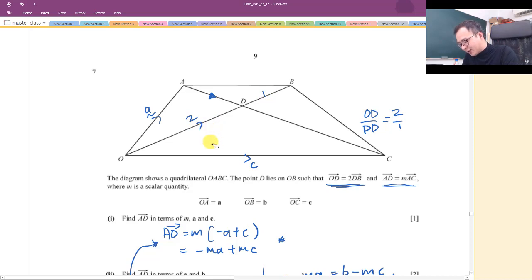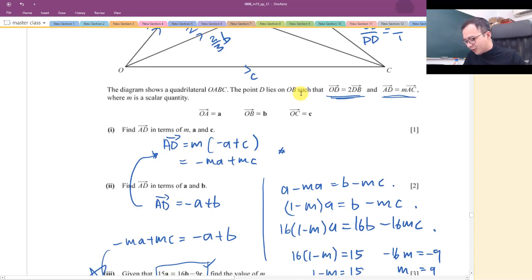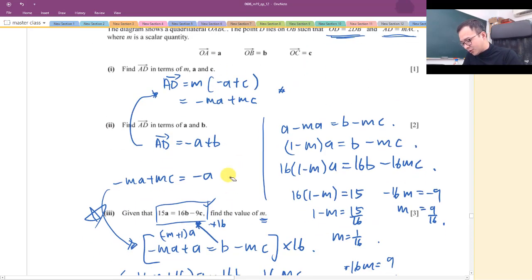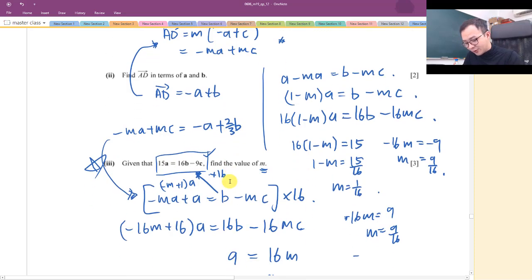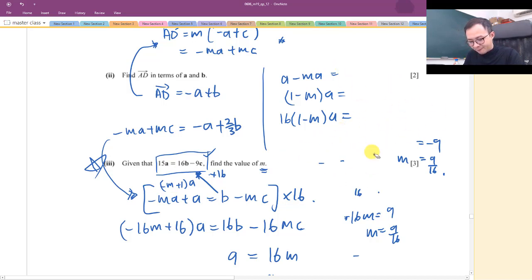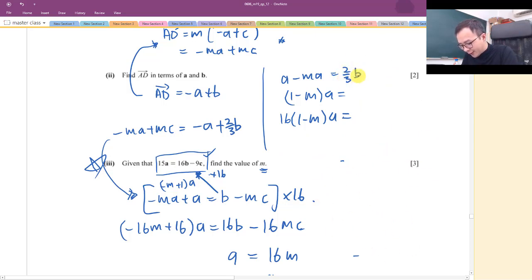So therefore, this is 2 over 3b. And then here is 1 over 3b. So therefore, this one is plus 2 over 3b. So therefore, when I do the multiplication here, this one should be 2 over 3 here. Yeah. So this one should be 2 over 3b and then minus MC. So 2 over 3b minus MC.